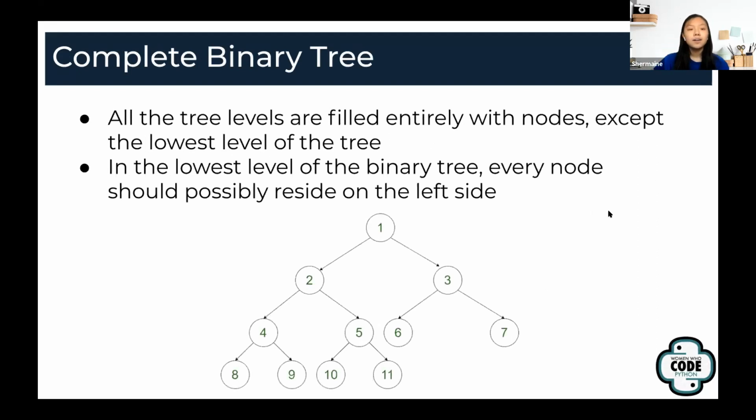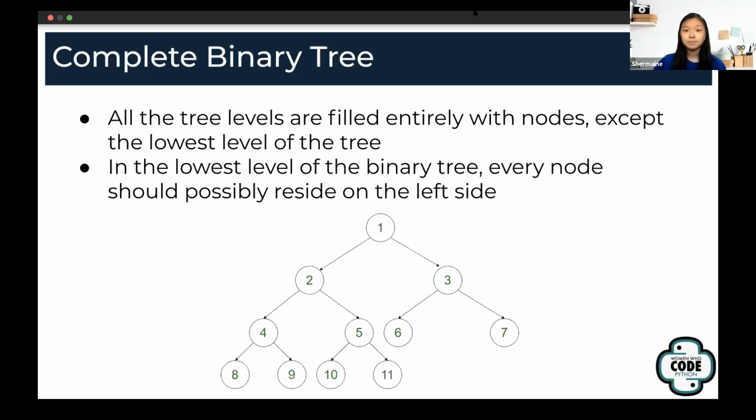So now we move on to a complete binary tree. So all the tree levels are filled entirely with nodes, except the lowest level of the tree. In the lowest level of the binary tree, every node should possibly reside on the left side. So this is how a complete binary tree should look like. As you can see, all the tree levels are filled entirely, except the very last level here, where all of the nodes are at the left side of the binary tree. So this is an example of a complete binary tree.